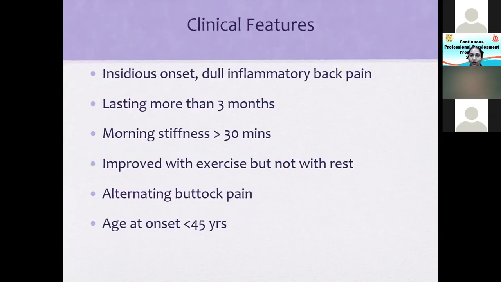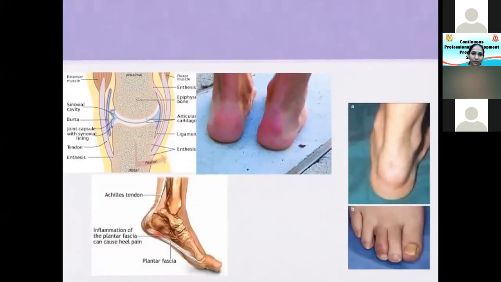And there could also be alternating buttock pain, and usually these symptoms start before the age of 45 years. So here you have enthesitis. Enthesis, this is Achilles tendinitis. You get plantar fasciitis and dactylitis, where there is diffuse swelling of the whole digit.